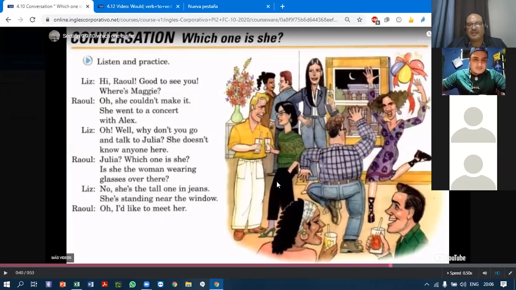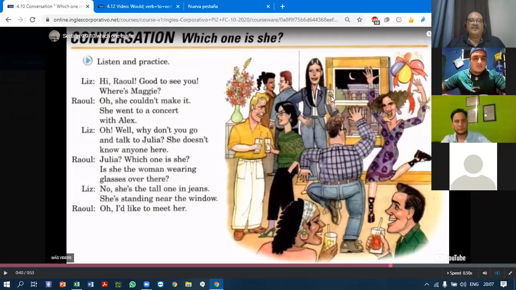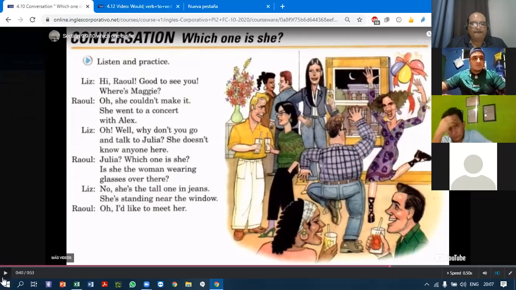This one, we don't know. This one is wearing black pants. And this one is wearing a dress. So the tall one in jeans is this one. And she's standing near the window. Okay. So with that information, we can identify Julia. Okay, here. She's wearing gray jeans, a gray jacket, and I think she has a cell phone, right? Or a drink, a glass maybe, in her hand. Yes, it's a glass. Okay, a glass of soda. Good. Now, listen again.